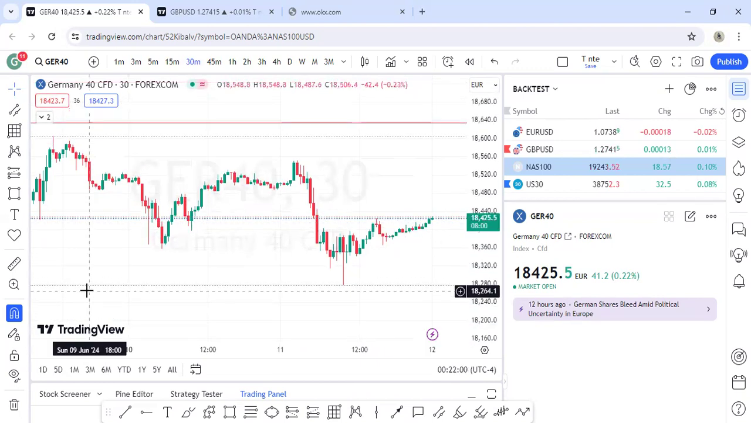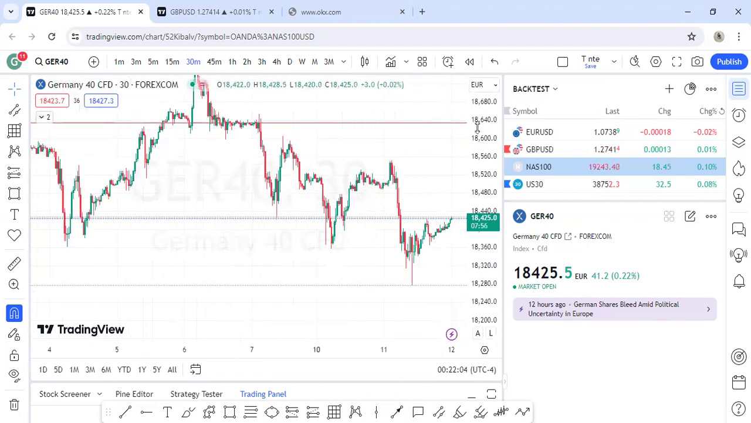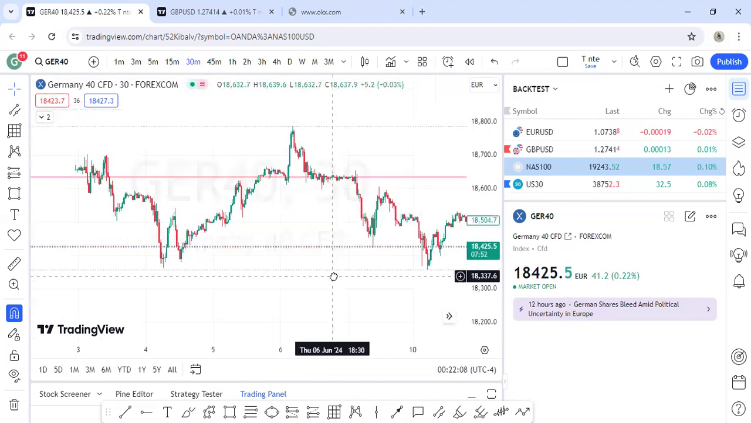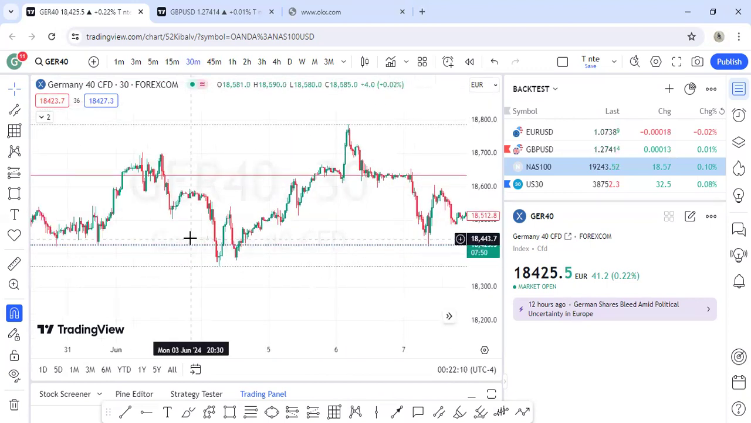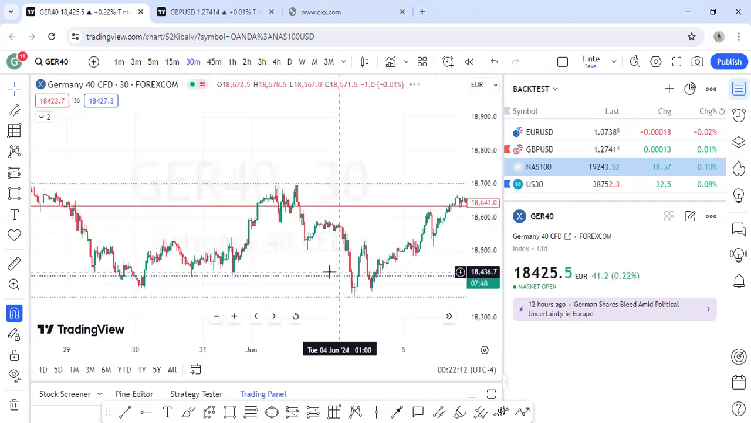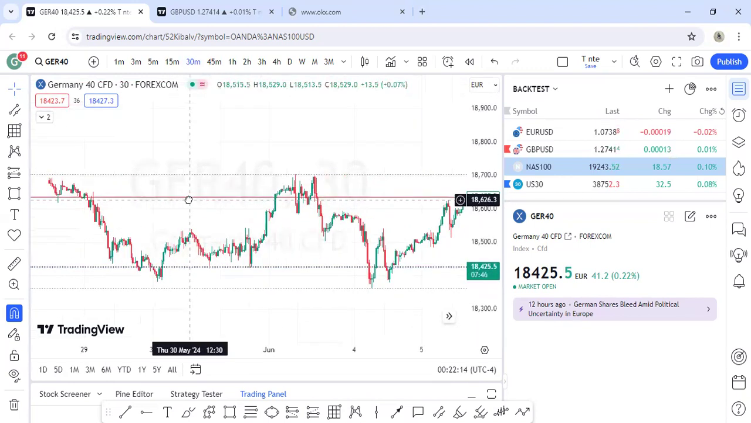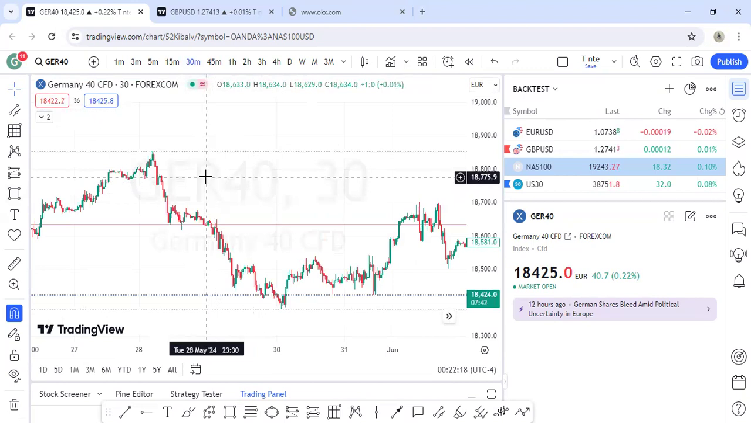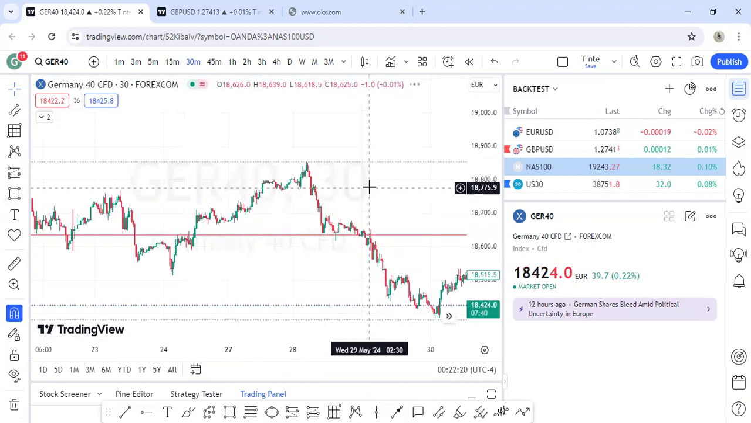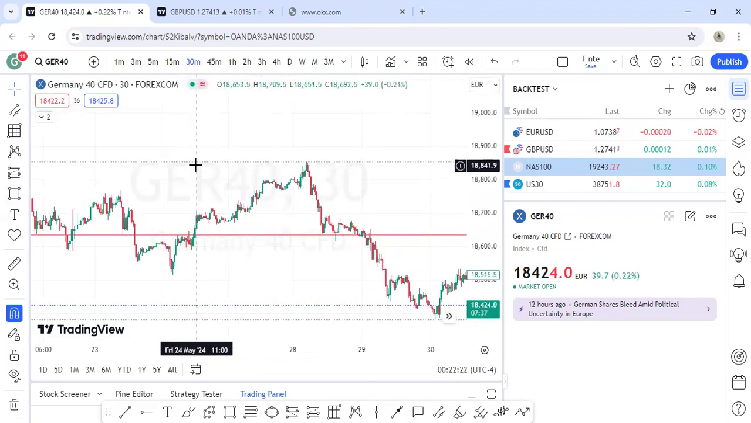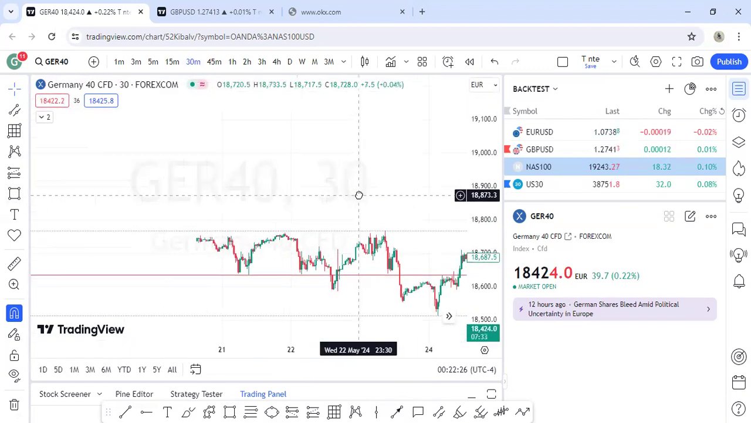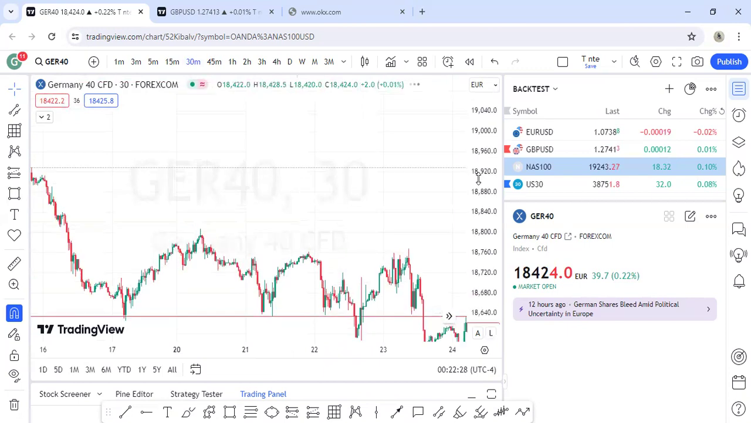All right, so watch this market. What do we have here? The market has really been in a sideways direction, has not really been giving those clean setups. Right, so yeah, I can see something here.